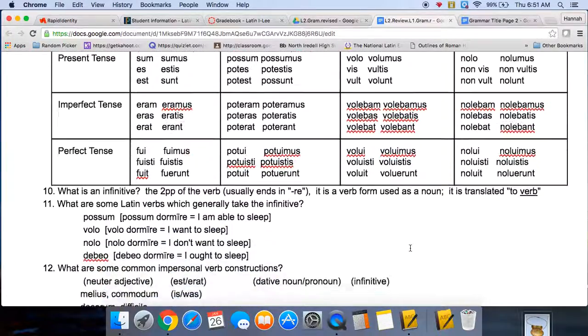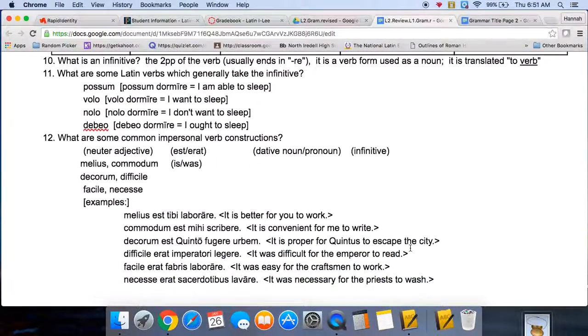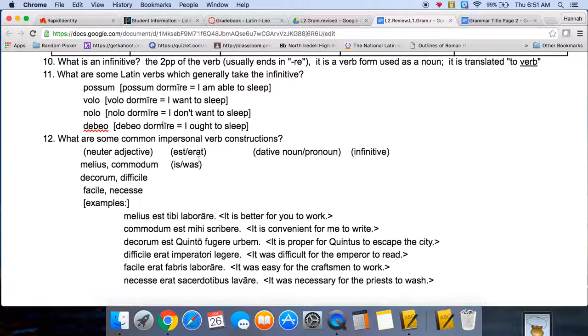Okay, let's take a look at number 10. Number 10 down here is talking about the infinitive. The infinitive is simply the 2PP of the verb. Almost always it will end in an -re. And we use this -re as a verb used as a noun. This noun form is going to be translated with the "to" in front of it. This is also the form that identifies conjugation. You saw that earlier.